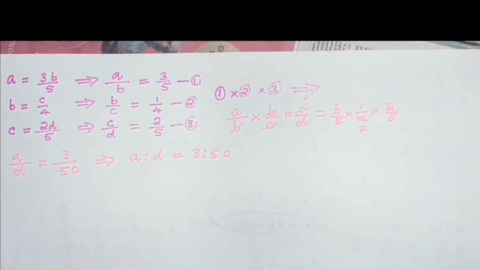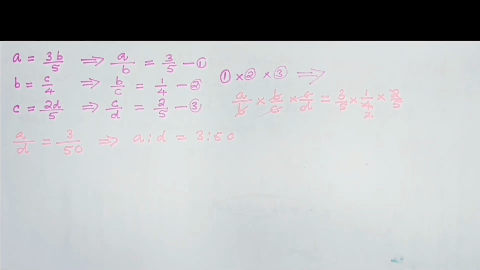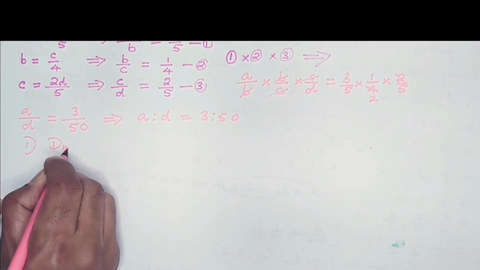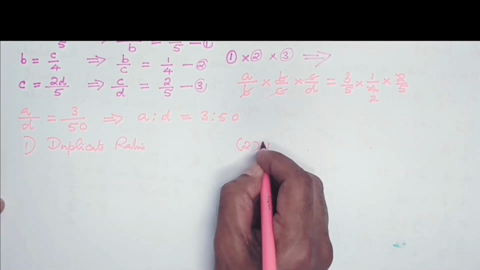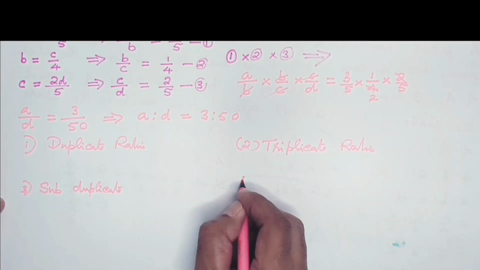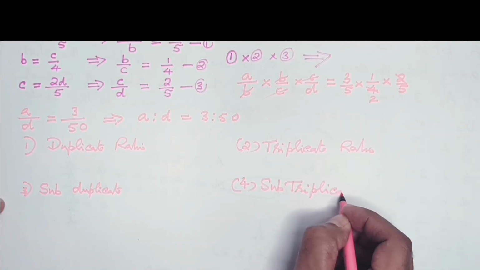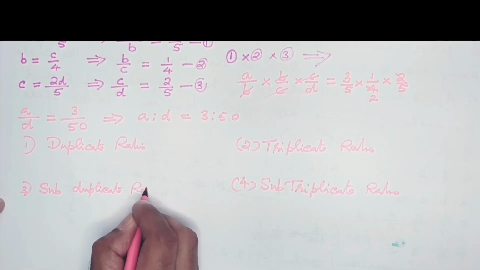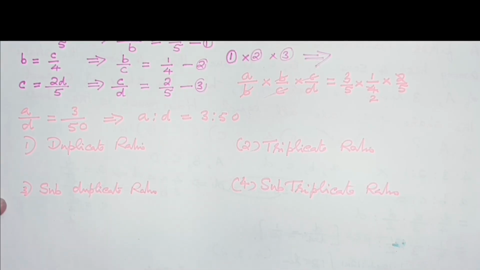So I've shown you two different methods. You choose the one which you like and which you think is shorter. Now there are a few ideas in ratio which you need to know before looking at the next problem. They are duplicate ratio, triplicate ratio, sub-duplicate ratio, and sub-triplicate ratio. These are very simple concepts.